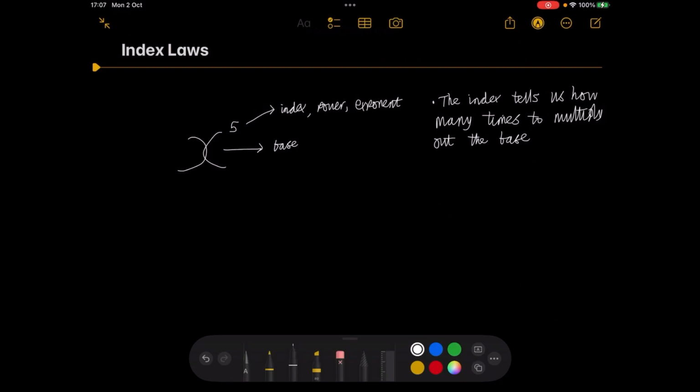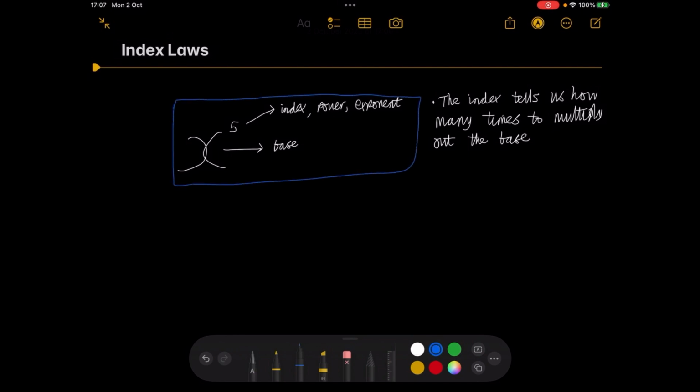So in this video we're going to go through a brief discussion of indices and why the index laws take the form that they do. Looking at the picture that I've drawn here, you can see that the number at the top is what we refer to as the index, or the power, or the exponent, and it tells us how many times we're going to multiply out the base. So this diagram is important, it tells us all the terminology that we need to know.